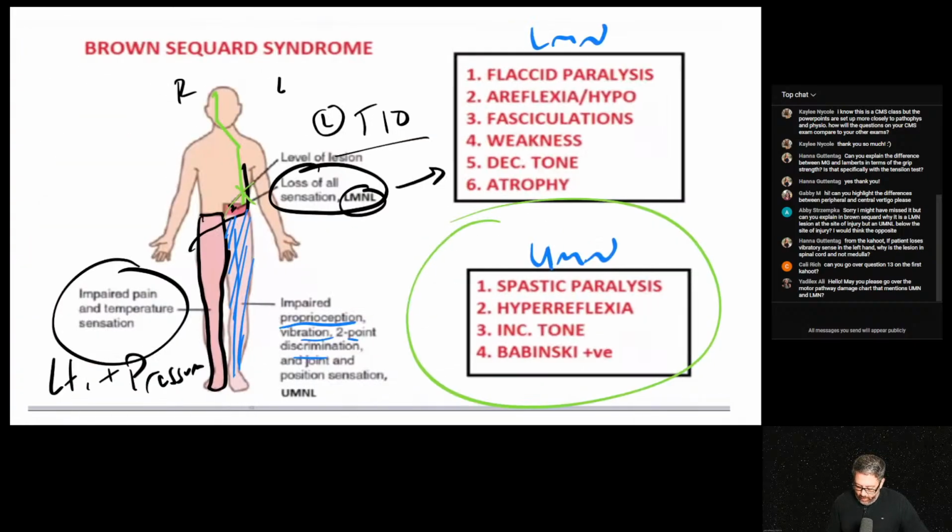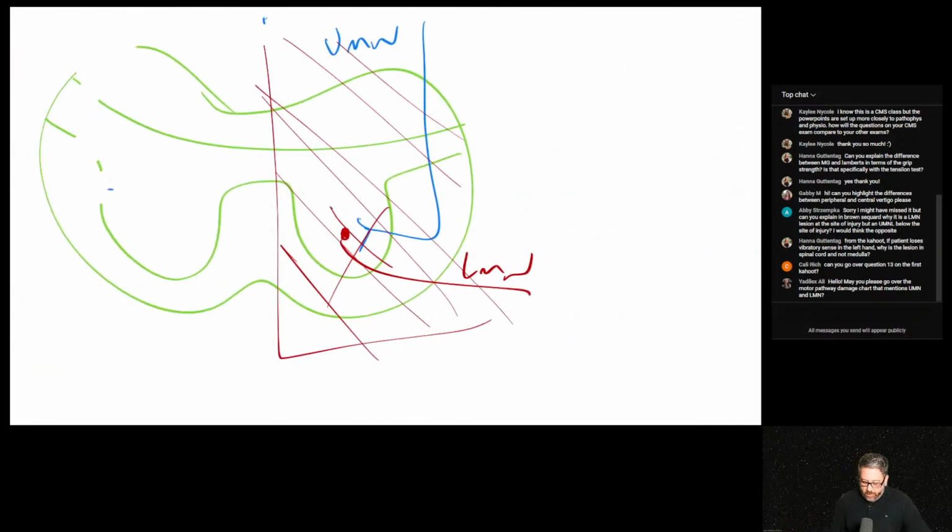So that's why at the site of the lesion, they have symptoms of a lower motor neuron lesion. Because at the level of T10, or wherever the injury is, this whole synapse is destroyed. The lower motor neuron is destroyed. It's not going to work anymore. So you have a lower motor neuron lesion at that point.